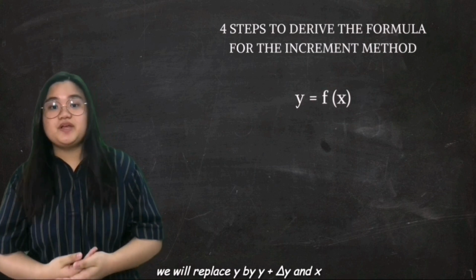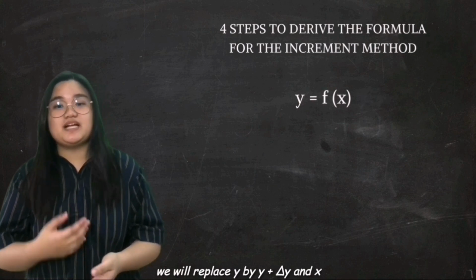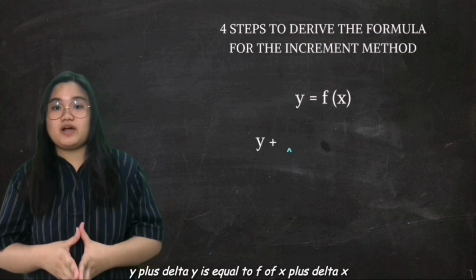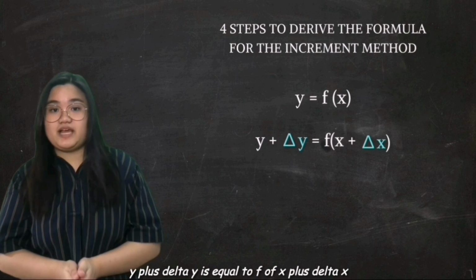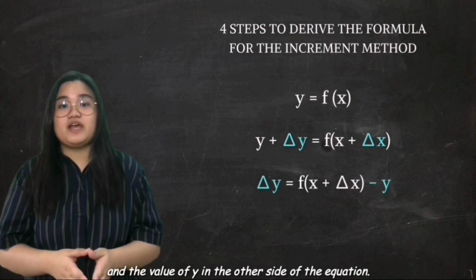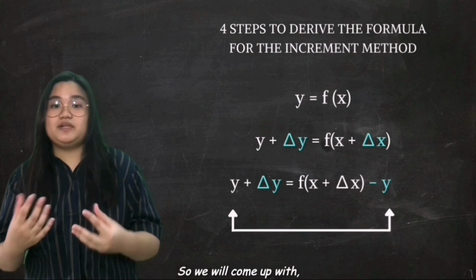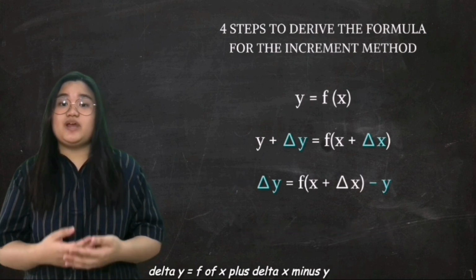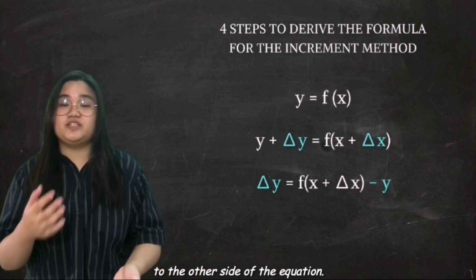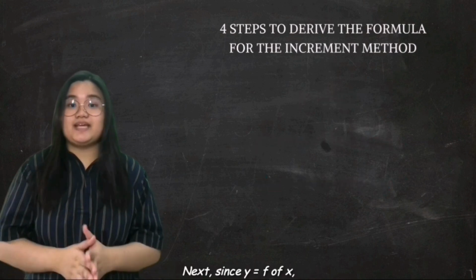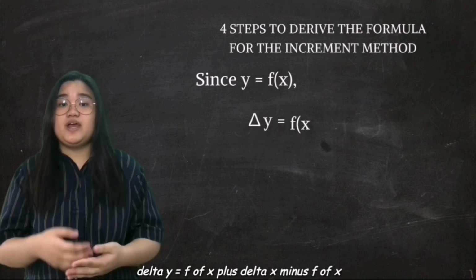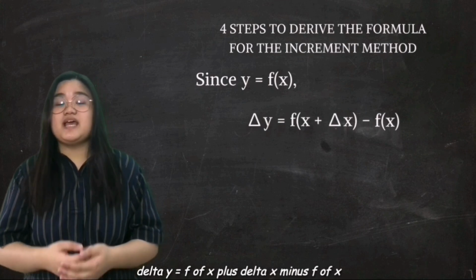By the first step, we will replace y by y plus delta y and x by x plus delta x. So we will get y plus delta y is equal to f of x plus delta x. Next, we will subtract y from y plus delta y and the value of y in the other side of the equation. So we will come up with delta y is equal to f of x plus delta x minus y. We basically transpose y to the other side of the equation. Next, since y is equal to f of x, we can say that delta y is equal to f of x plus delta x minus f of x.